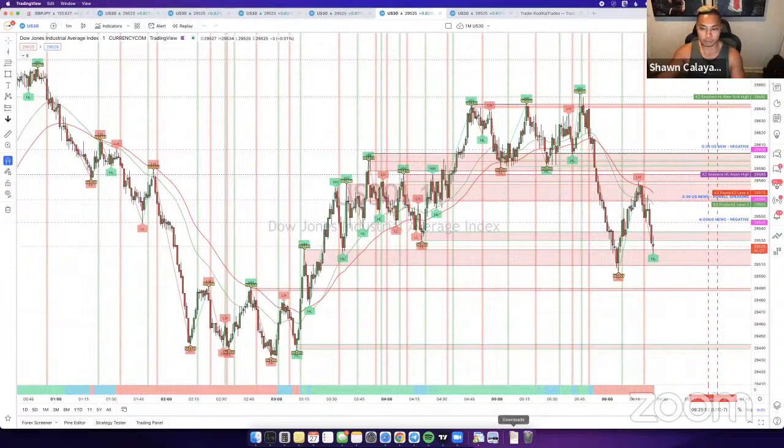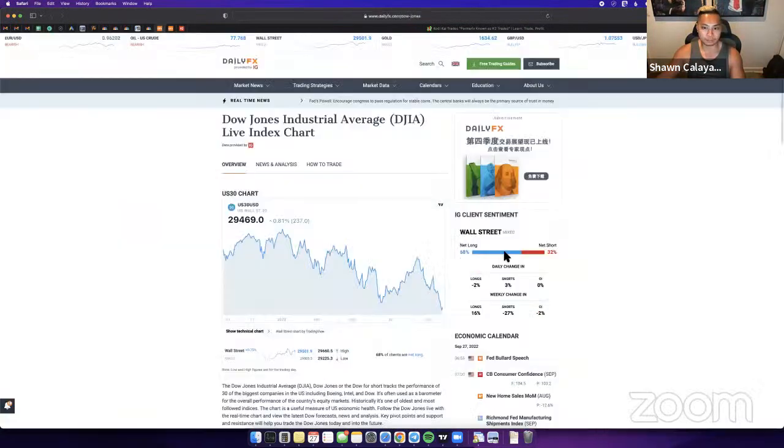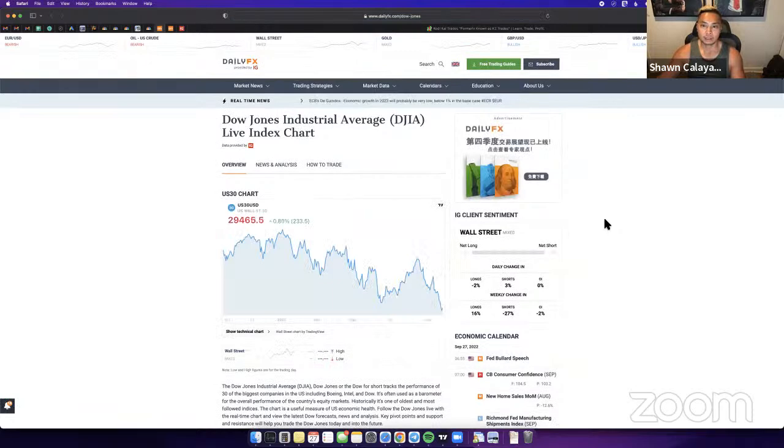As people continue to make their way in, I've marked up news price and the current zones. Let's take a look at the bias for today. Looking over here at retail sentiment, it's kind of weird that this is in Chinese. I've never seen DailyFX advertise stuff in Chinese, but Chinese taking over.